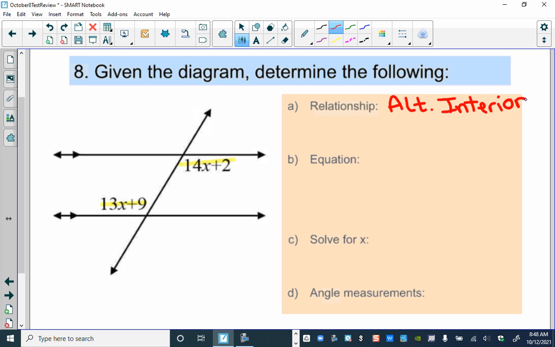Alternate interior, congruent. That's because we're going to be dealing with parallel lines. Alternate interior, that means congruent. So what symbol are we going to put between the 13x plus 9 and the 14x plus 2? What symbol are we going to put between those two expressions? They're congruent. That means the two angles are equal.